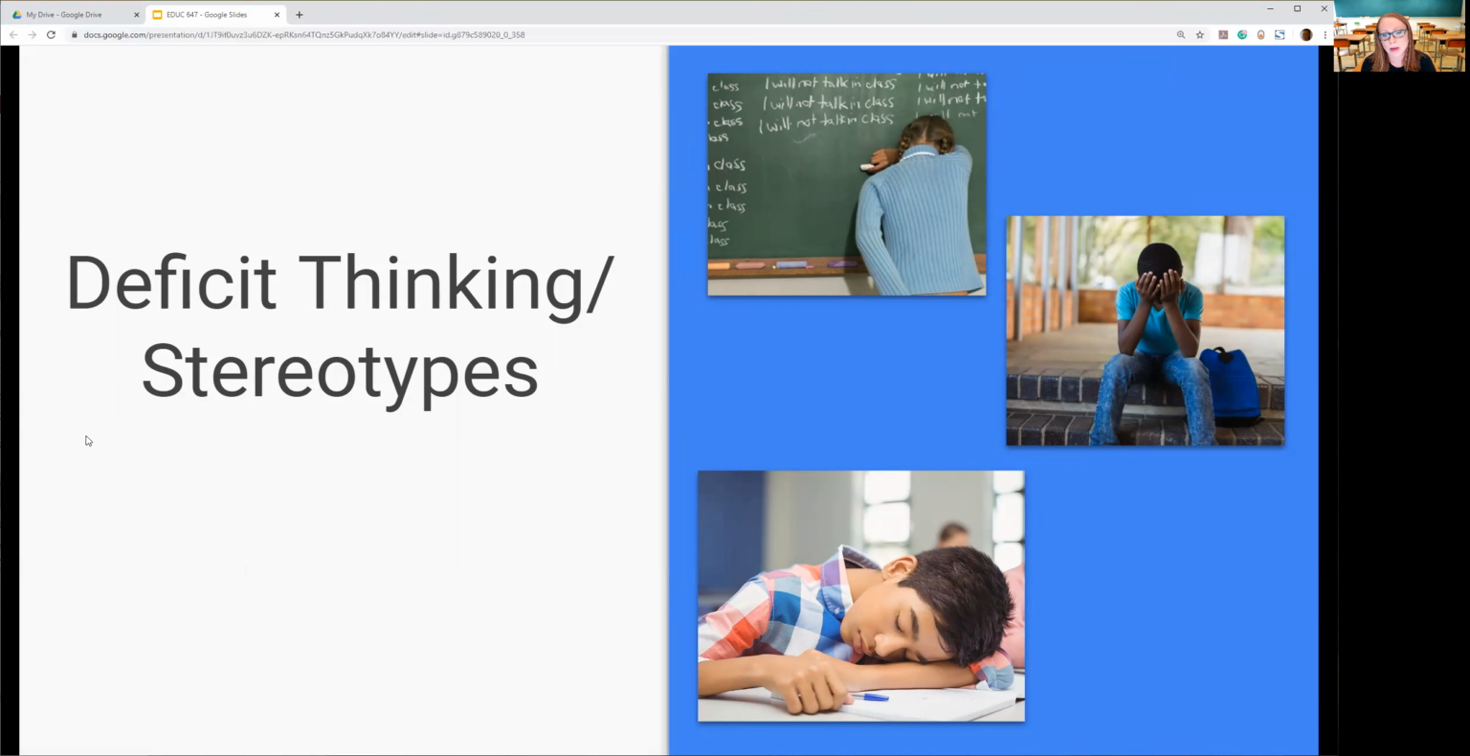But what we understand is that they do not have this certain academic content knowledge. That doesn't mean they don't know anything, right? So teachers sometimes get to a point where they start to view students as people who know very little about anything, and that is deficit thinking.